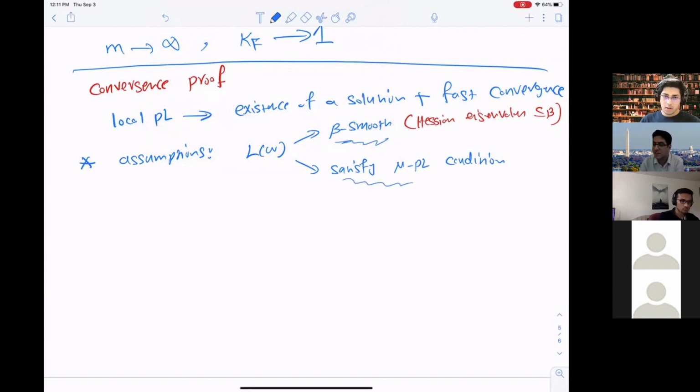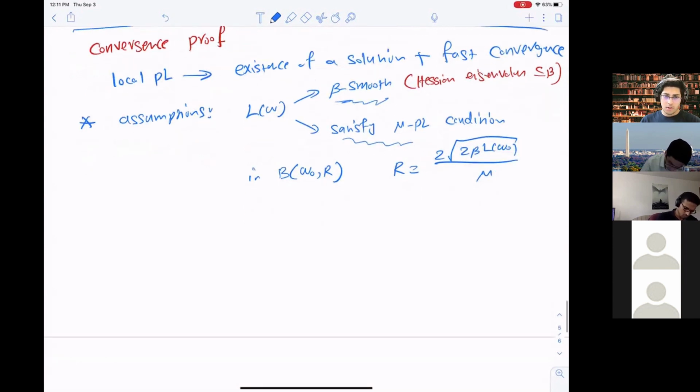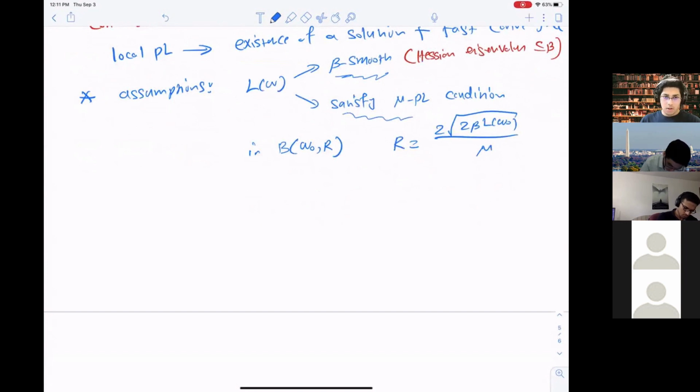Next time we'll see how we can show some of these assumptions actually hold for neural networks in general. But let's say we have these two assumptions, nothing about convexity. Let's assume these are true in a ball around my initialization W0 with a radius R, and this radius R depends on my curvature bound, my loss at initialization point, and my mu. If these assumptions are true, we'll have basically two results.